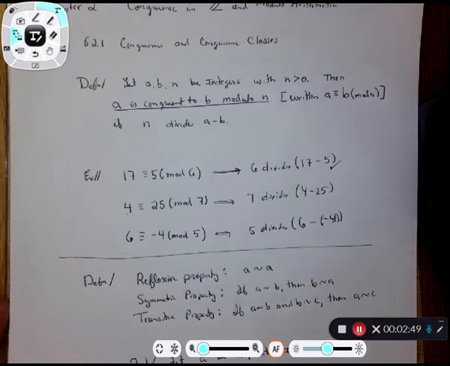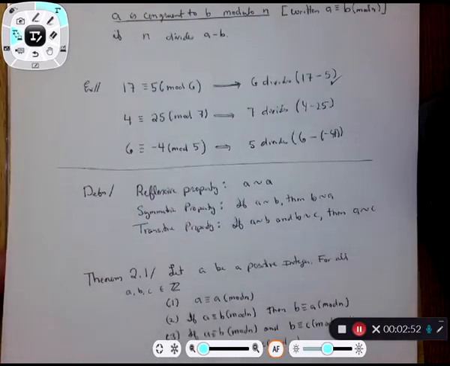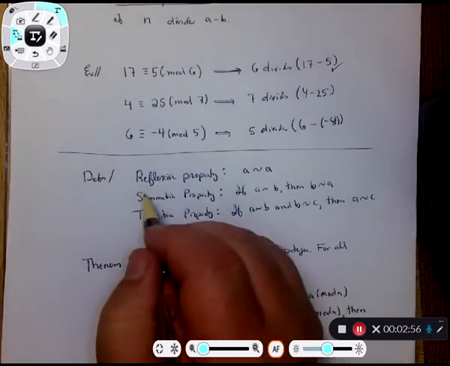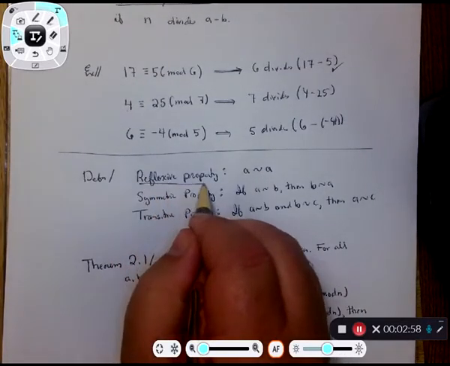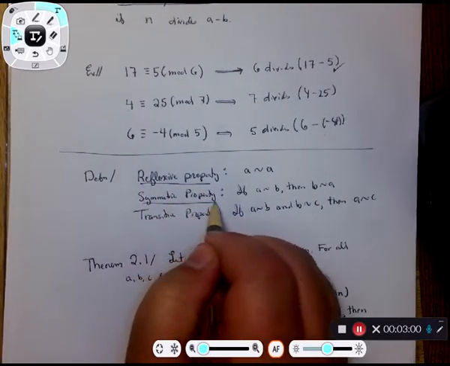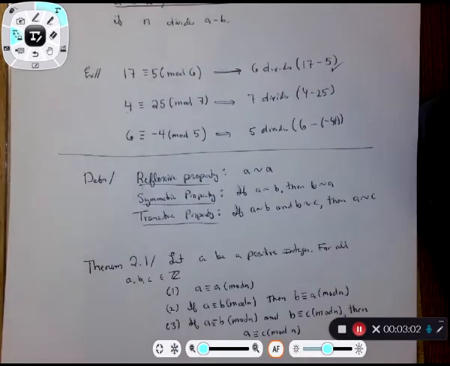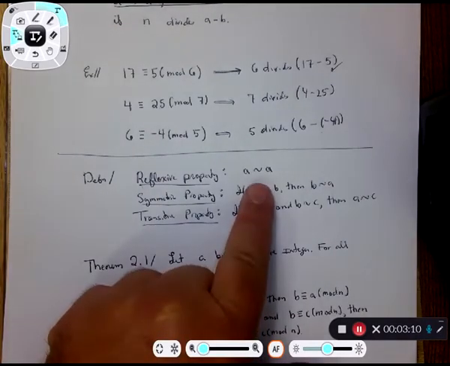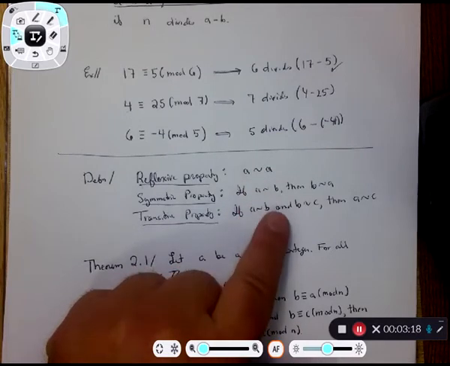Now, this congruence class has particular properties. And so we want to define some of these properties for you, because you have to have these three properties to have an equivalence class. The three properties are the reflexive property, the symmetric property, and the transitive property. Now I'm going to use the standard tilde for congruence, because there are lots of different kinds of congruences out there. So this is just a standard definition of congruence.